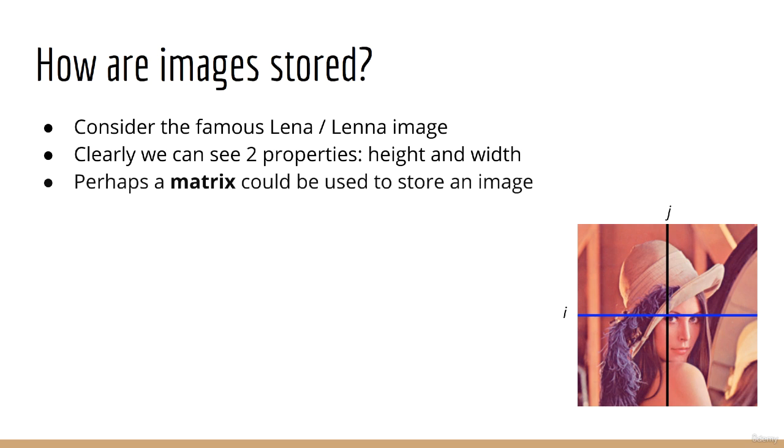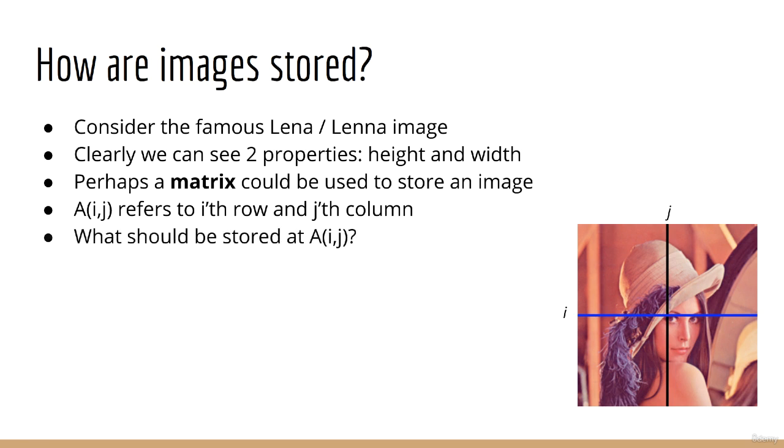Well, suppose I have a matrix A, and I'm looking at the position A_ij. This refers to the ith row and the jth column of the image. You might think, okay, so A_ij should store the color that appears at this exact position ij of the image. The next problem we have to consider is, how do we store colors?